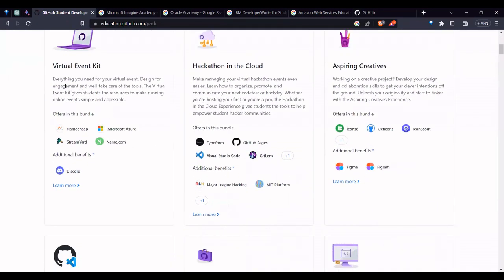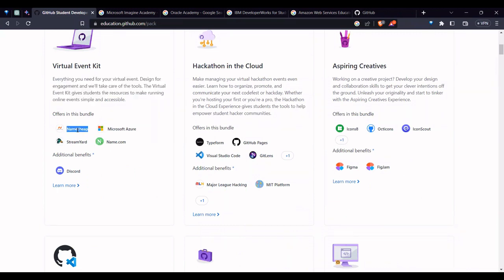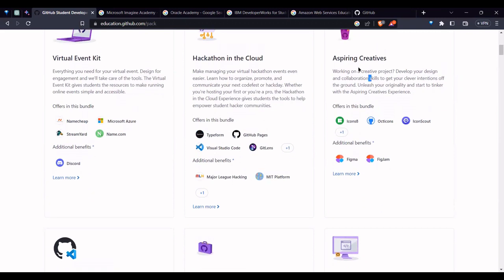Be it in terms of creating a website, like buying a domain from Namecheap, for all those things you will get one bundle. At the same time, for practicing and others, you have Visual Studio Code, Typeform, GitHub Pages. GitLens is to check how things are there. And also Figma and others for creating your web apps, meaning the diagrams and others.